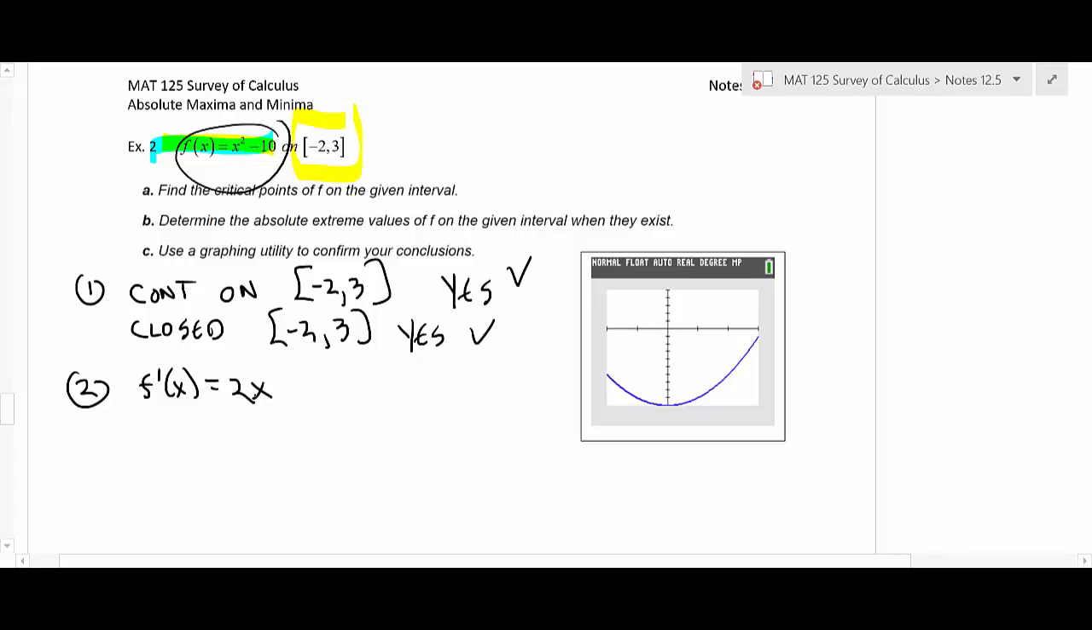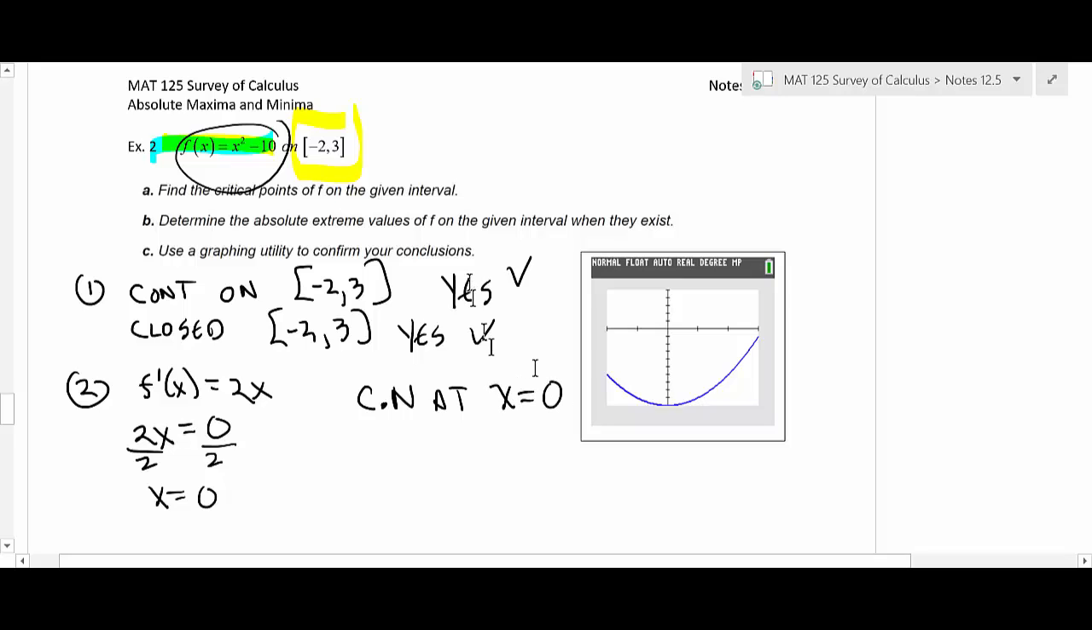No 0 denominators, nothing going on there. That's nice. So we go ahead and set it equal to 0. Okay, solve that equation. What do you get? X equals 0. Okay, so what you have is a critical number at x equals 0.